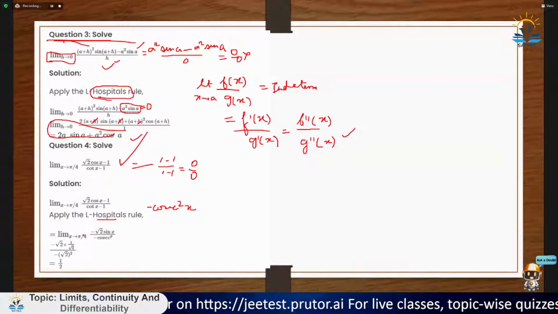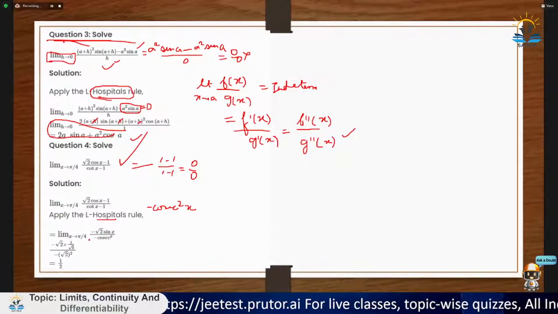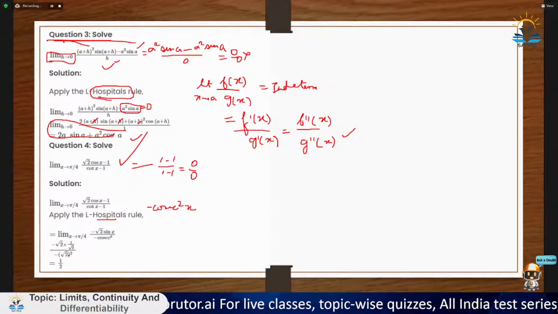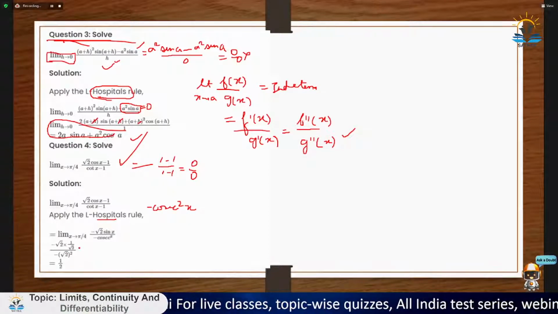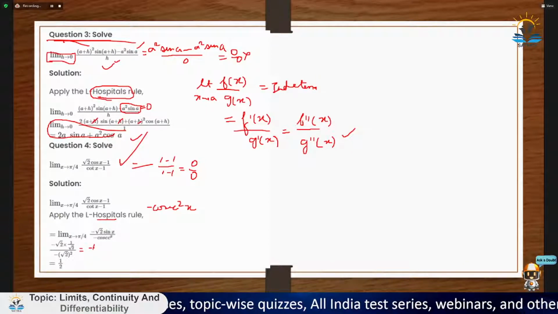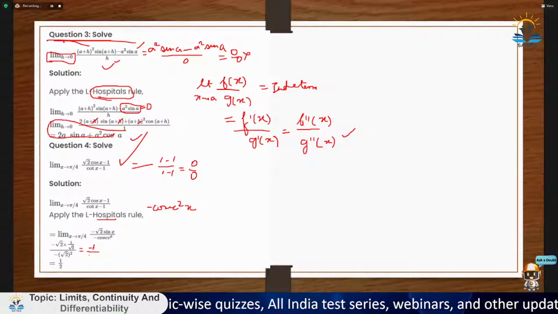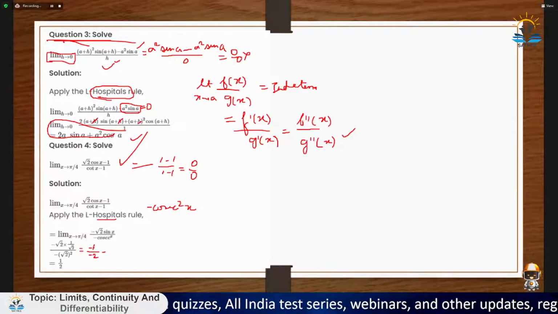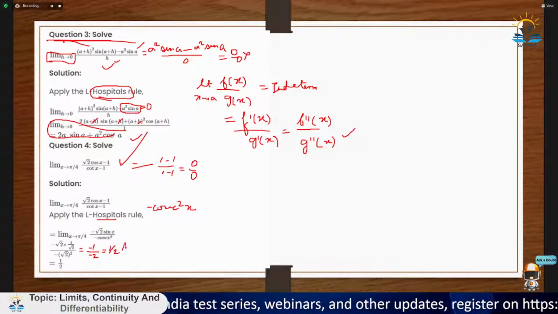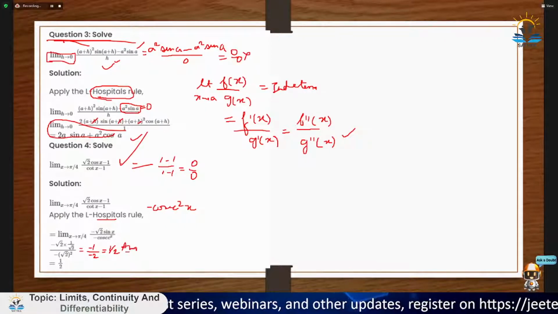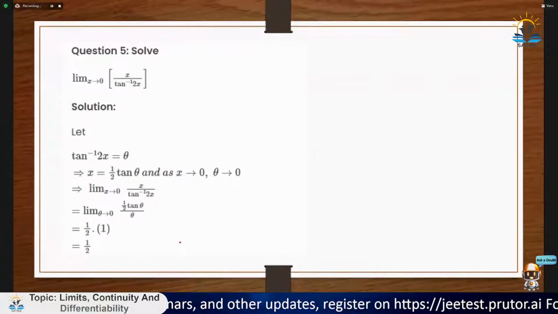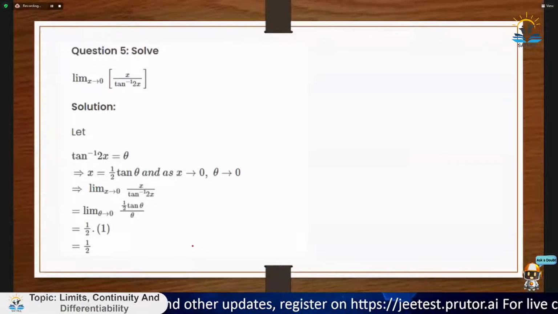So you will get minus root 2 sin x upon minus cosec square x. Now put the value of sin pi by 4. Sin pi by 4 is 1 by root 2. So minus root 2 into 1 by root 2, divided by minus root 2 square. So from here you will get minus 1 upon minus 2, that is equal to half. So half is your answer. Okay, fairly simple. Again, the application of simple L'Hopital. Okay, moving on to this question.